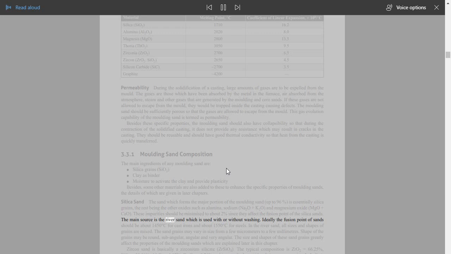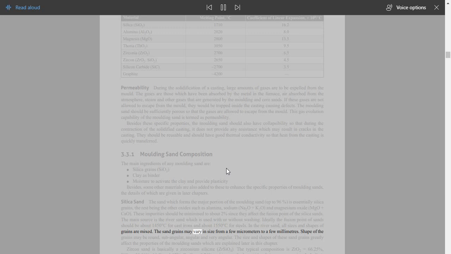The main source is the river sand, which is used with or without washing. Ideally, the fusion point of sands should be about 1450 degrees Celsius for cast irons and about 1550 degrees Celsius for steels. In the river sand, all sizes and shapes of grains are mixed.